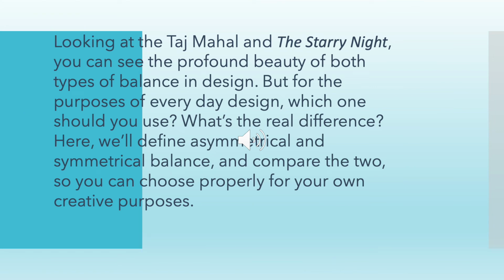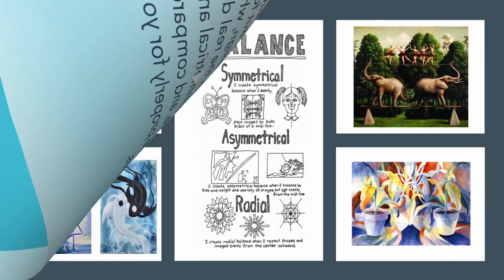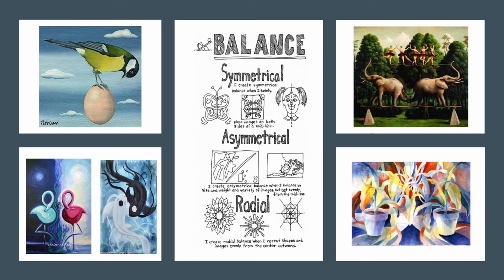Looking at the Taj Mahal and the Starry Night, you can see the profound beauty of both types of balance in design. But for the purposes of everyday design, which one should you use? What's the real difference? Here we will define symmetrical and asymmetrical balance and compare the two, so you can choose properly for your own creative purposes. So balance refers to the visual weight or achievement of equilibrium within the work of art. And as you know, there are three types of balance: symmetrical, asymmetrical, and radial. Radial balance is where the art elements branch or radiate out from a central point.